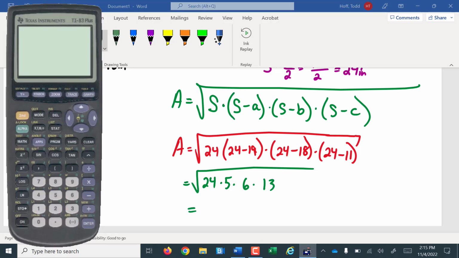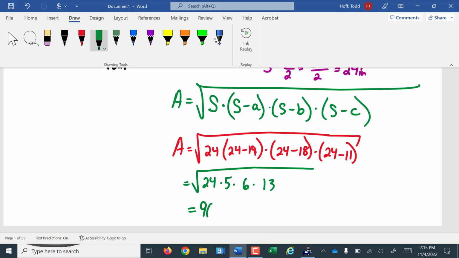So the square root of 24 times 5 times 6 times 13 is 96.7, we'll call it 96.75. Those units were in inches, so this is inches squared.